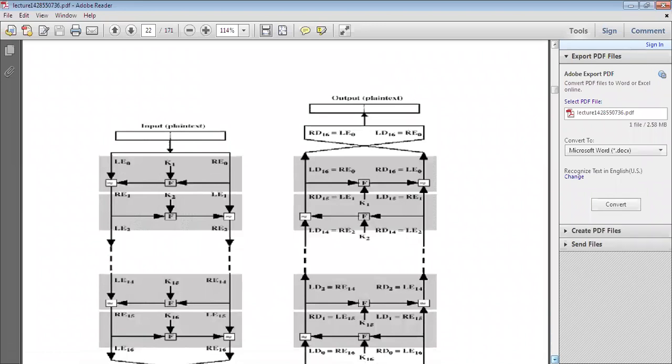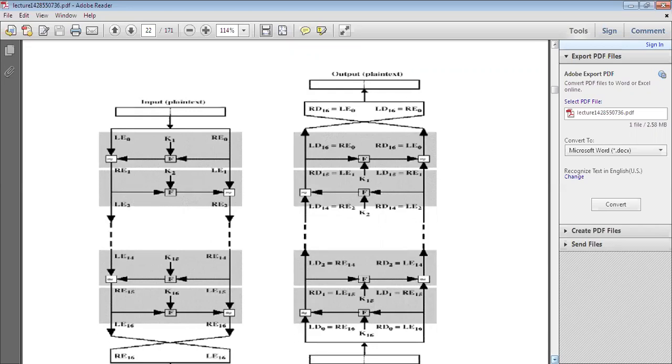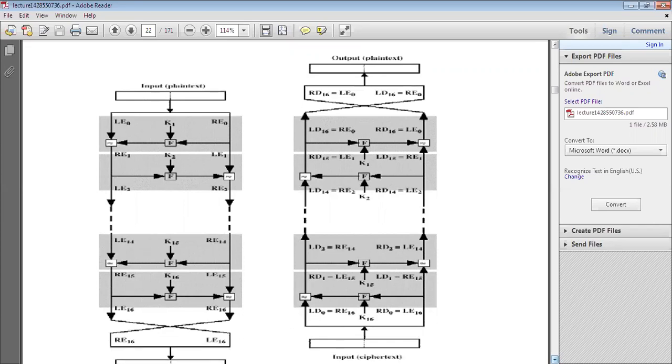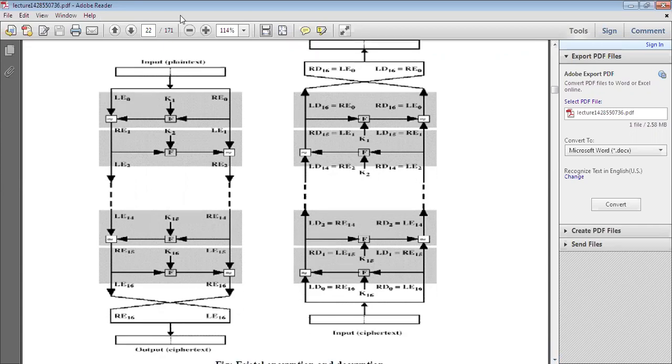Here you can see the internal detail of how the plain text is processed to ciphertext, and again how the ciphertext is processed to plain text. This is the input, the plain text, divided into two parts: LE0 and RE0. LE0 we process along with the key, and you get the transformed output. This data is input to the XOR operation with the LE0. So RE1 and LE0 will perform the XOR operation.